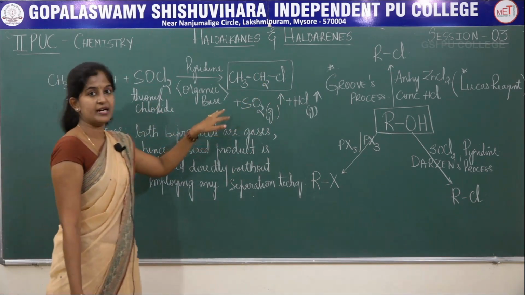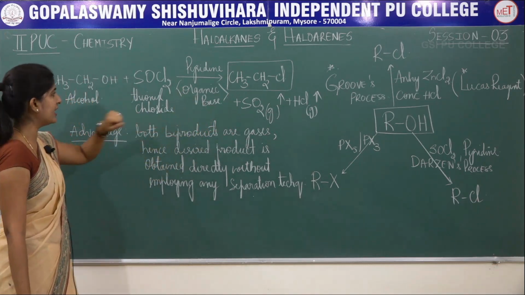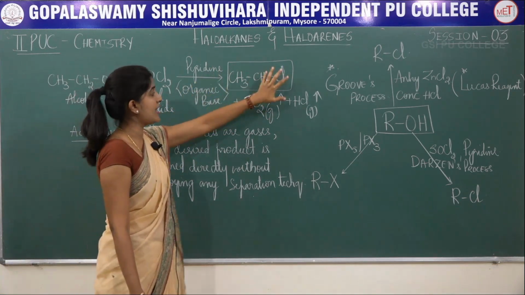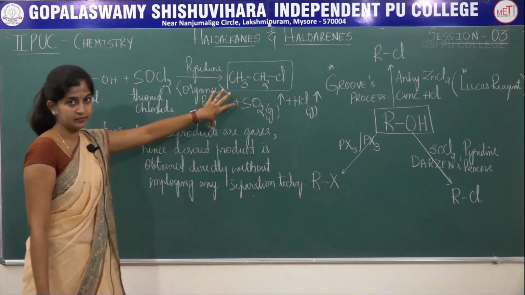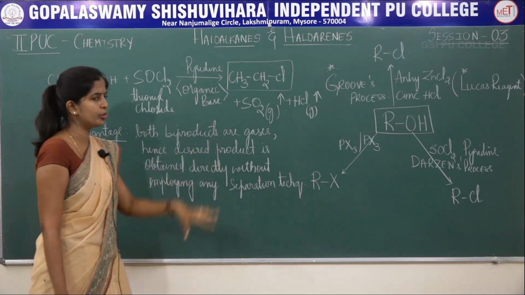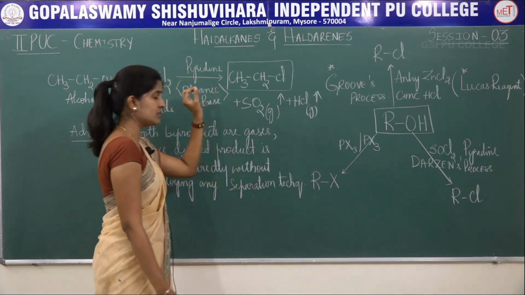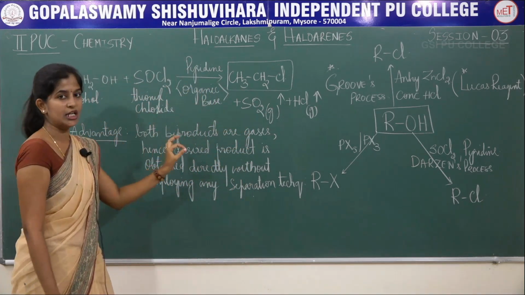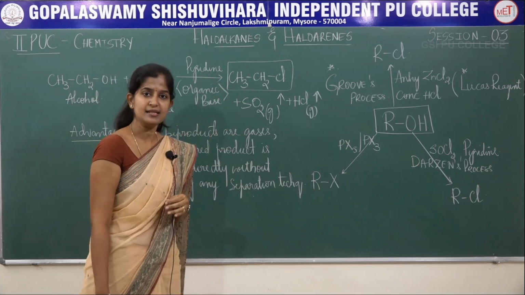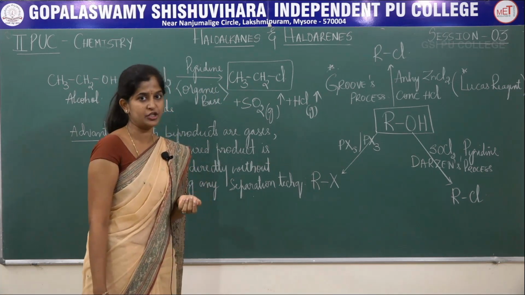So that's the advantage of this method. There are also disadvantages in this method. The disadvantage is you can only prepare your chloroalkane from this method. That is, you can neither prepare your bromoalkane nor your iodoalkane from this method. Only chloroalkanes are obtained, no other haloalkane can be prepared by this method. So that is one of the disadvantages of this.